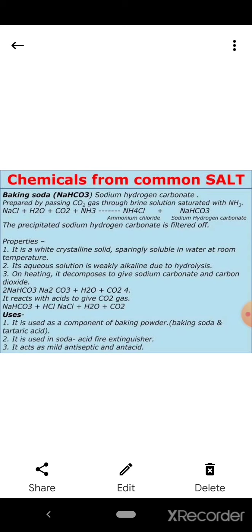Baking soda is a white crystalline solid, sparingly soluble in water at room temperature. Its aqueous solution is weakly alkaline due to hydrolysis. On heating, it decomposes to give sodium carbonate and carbon dioxide. You can see the reaction. We know that it is used for making tartaric acid in soda acid fire extinguishers and as a mild antiseptic or antacid, that we have already seen in the previous slide.